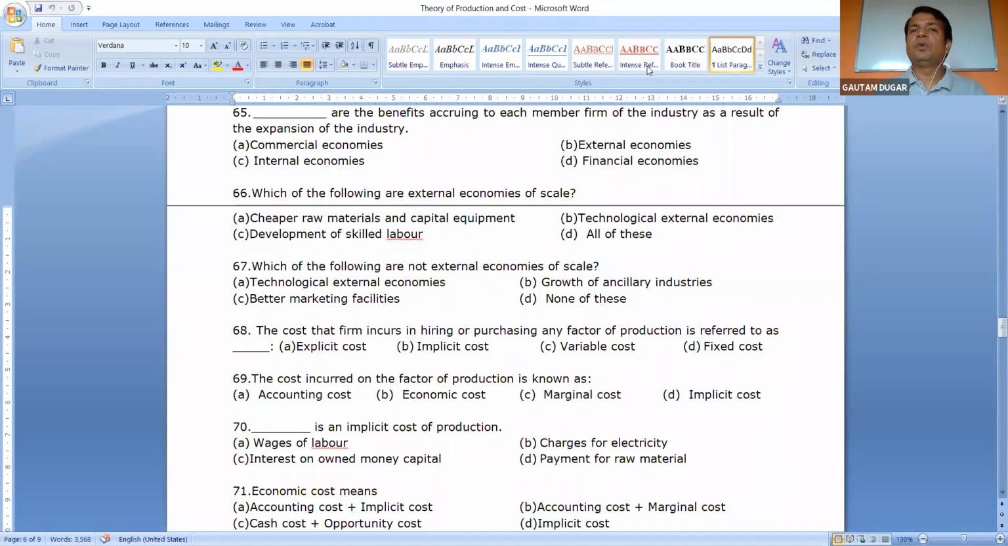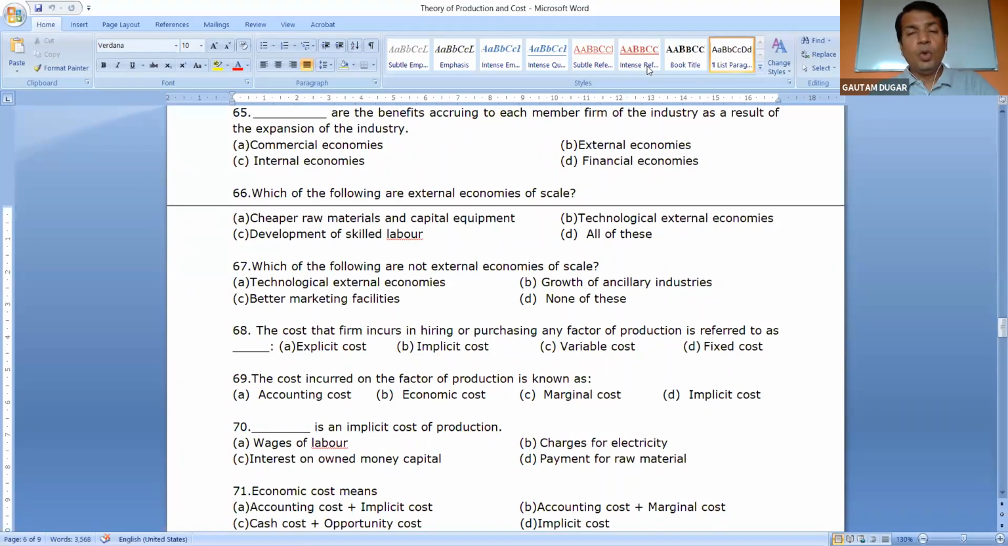In cost, we know there are two types. One is explicit cost, one is implicit cost. There are more types. What is explicit cost? Those expenses, those costs which we have to pay to outsiders. You have purchased raw material from a vendor, that is an explicit cost. You have paid the wages to the workers, that is explicit cost.